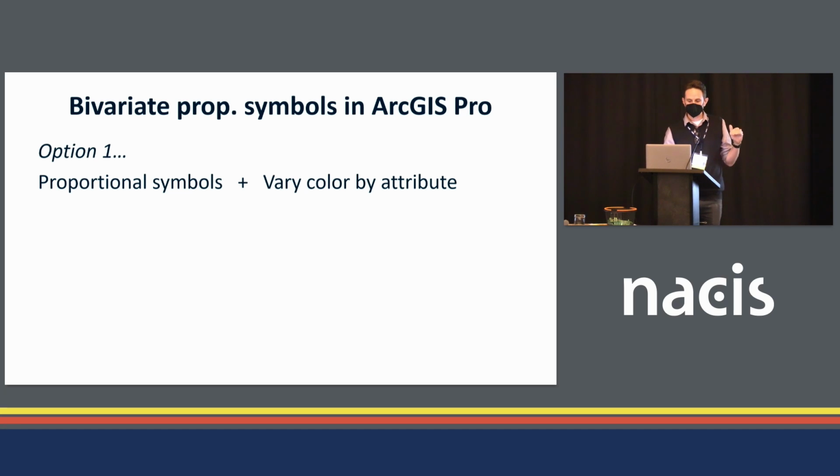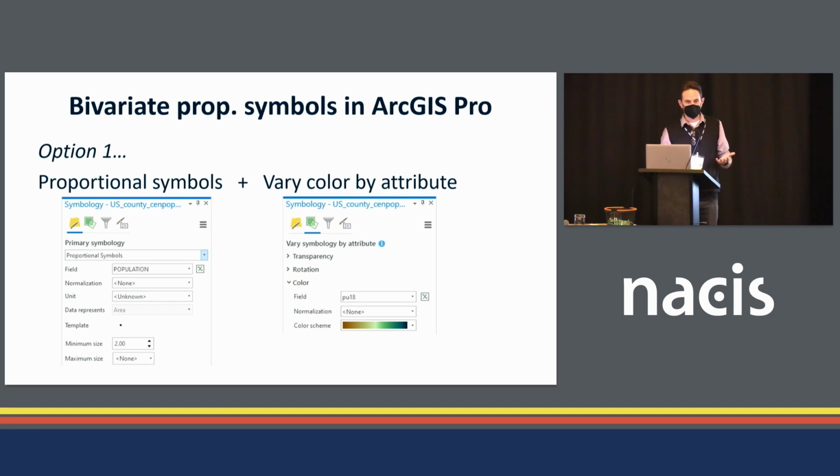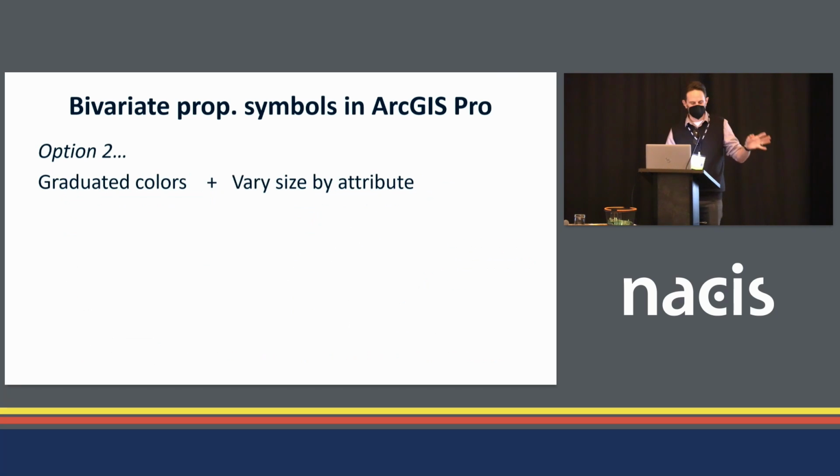The first option I considered was, okay, start with the proportional symbols and then vary their colors by attribute. The problem with that is it's a continuous color scheme only. I'd like to use classed colors in my examples, and that was really hard to do. And if I want to copy a layer from one data set to another, this size scaling is always based on the smallest value in your data. So when you copy that layer to another, it rescales everything. That is really inconvenient. I have to do some math that I don't want to do.